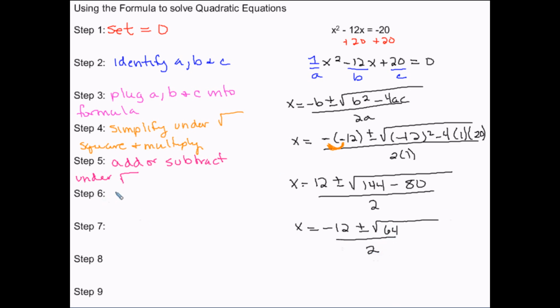Once I've done that, I need to simplify the radical. Now in this case, I have a perfect square, so that's going to be relatively easy. I have x equals negative 12 plus or minus 8. Square root of 64 is 8 divided by 2, and I'm out of space. So I'm going to go to my next little blank here, and I'm going to rewrite that. 12 plus or minus 8 divided by 2.